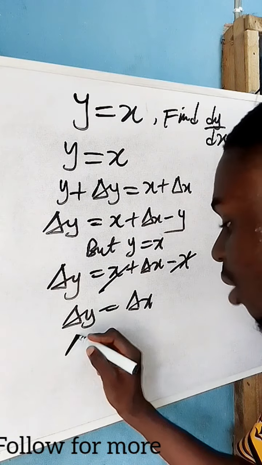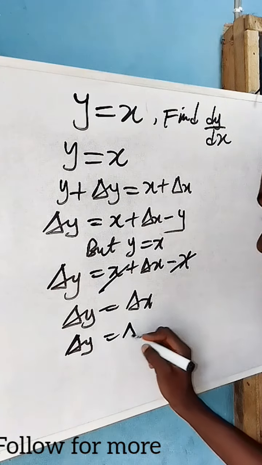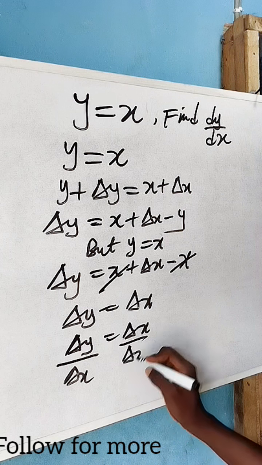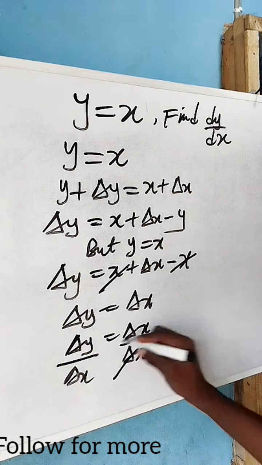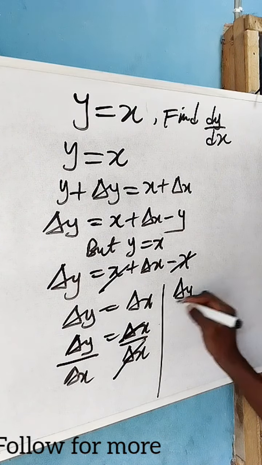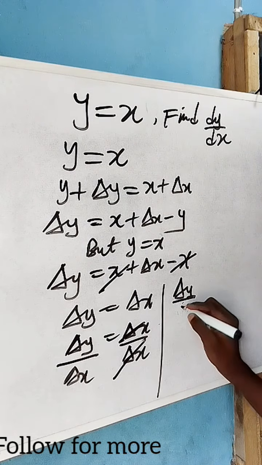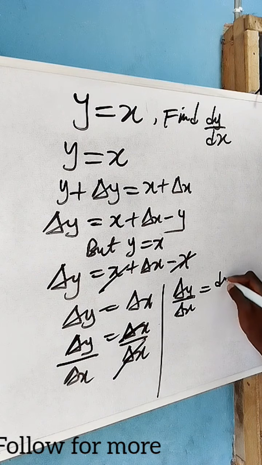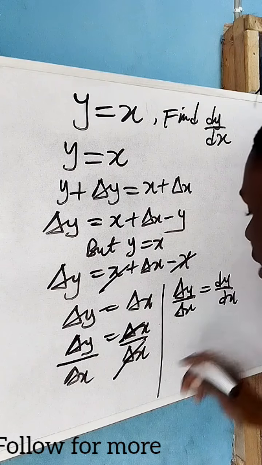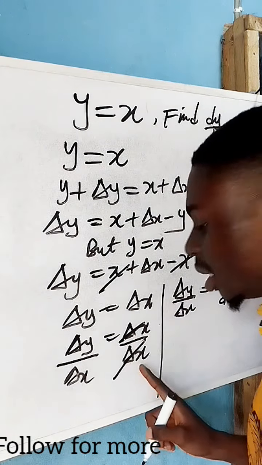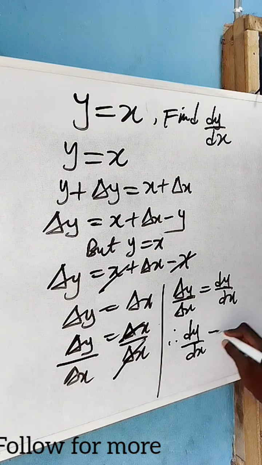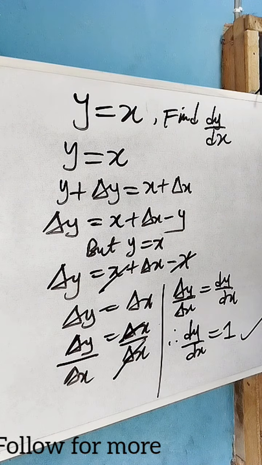So if you do that, you are going to have change in y is equal to change in x. Divide this side by change in x and divide this side by change in x. So this cancels out this, and we see that change in y over change in x is the same thing as dy/dx. Since this is equal to this, that means change in x divided by the change in x is 1. So therefore dy/dx is now equal to 1. That is the final answer.